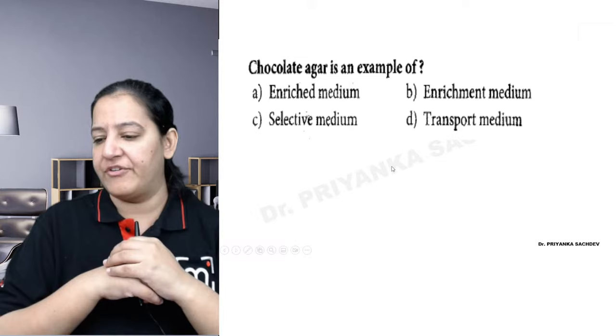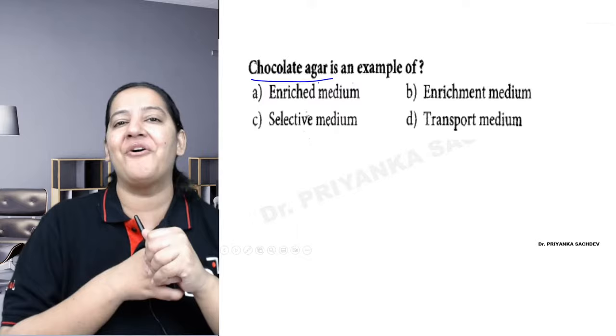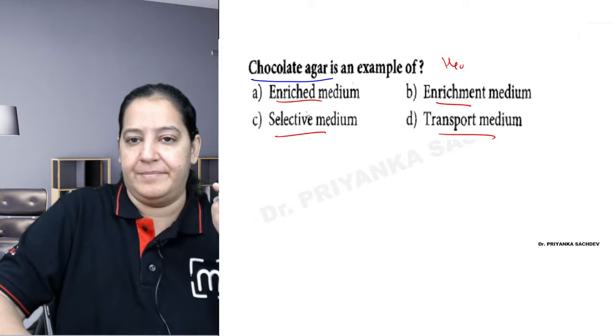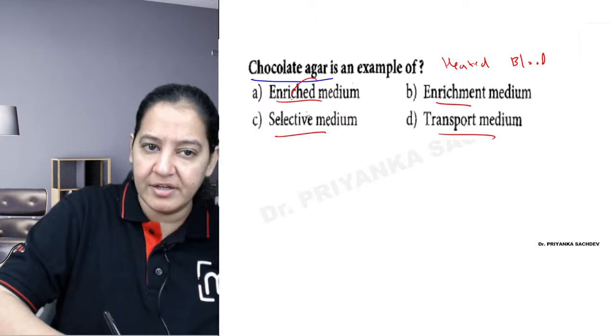Yes, you all are right. Dinesh, Padmavati, yes. Chocolate agar is an example of an enriched media, enrichment media, selective media or transport media? Can you decide? Chocolate agar contains heated blood. Don't get confused. Is it enriched or enrichment? You already know the answer.